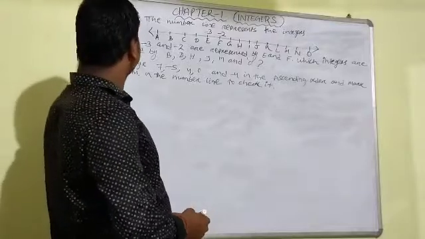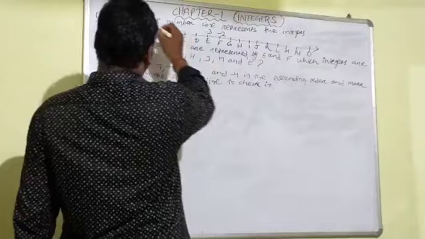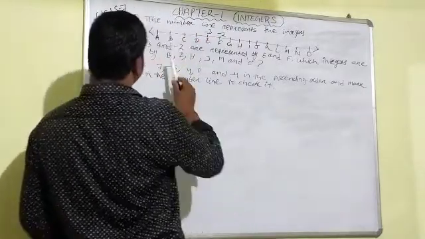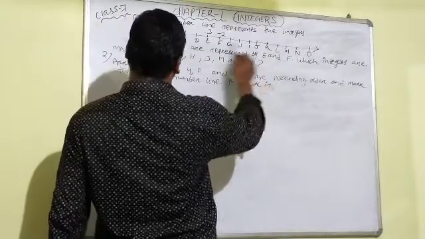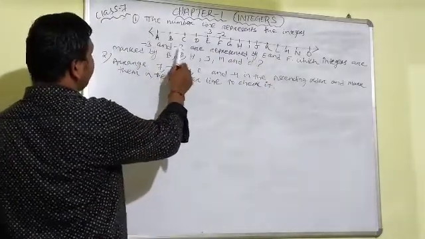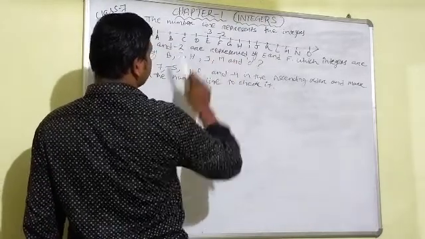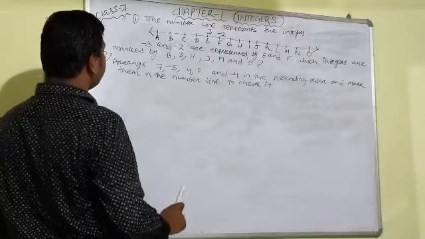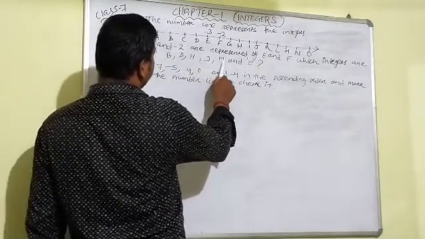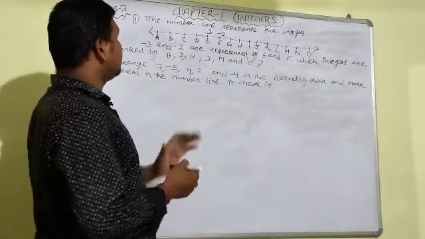Now we'll represent some of the questions here. Question 1 is given. The number line represents the integers written from A to O, and here it is said minus 3 and minus 2 are represented by E and F respectively. Which integers are marked by B, D, H, J, M and O? Okay, now we'll solve in this number line.